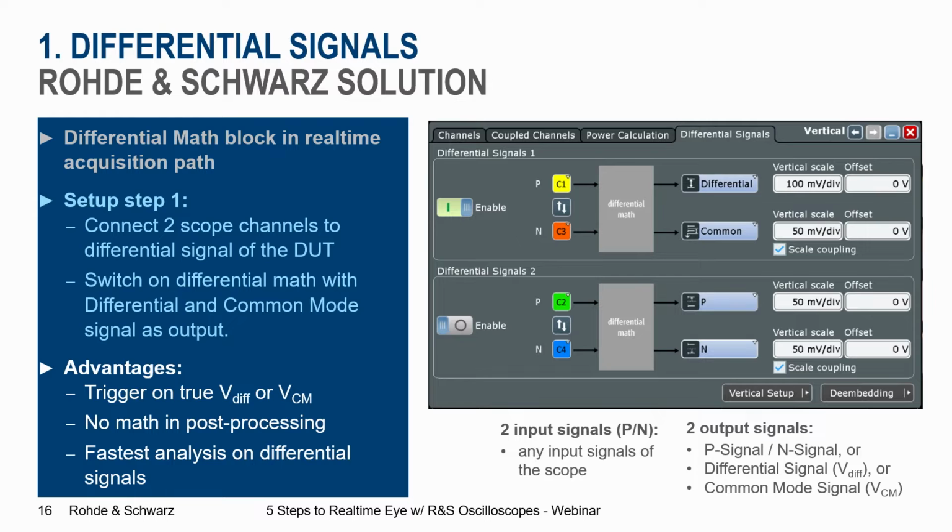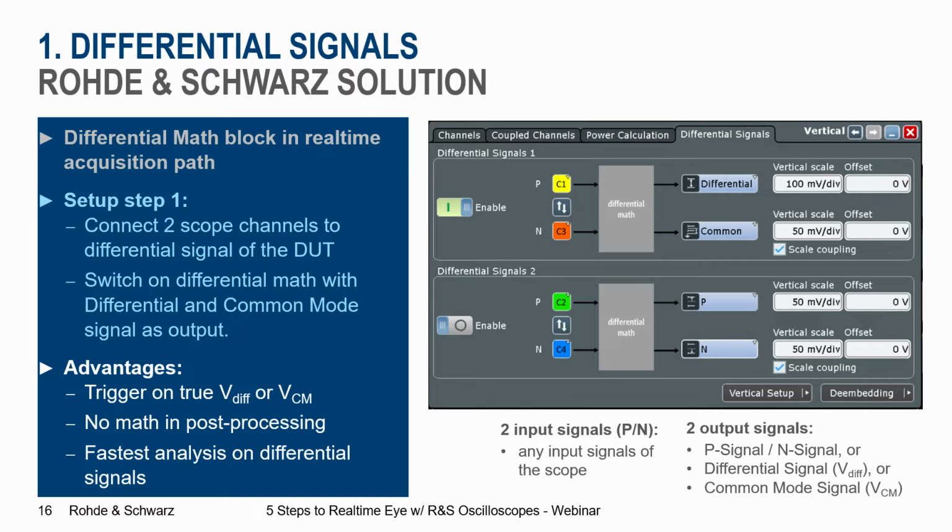So therefore, Rohde & Schwarz R&D came up with some smart idea. They were able to implement a differential math block in the real-time path. So we have directly after the AD converter, before the data are saved to the memory, we have a differential math block. And you can see this here on the slide. So there are, for 4 channels, 2 differential math blocks. If we look to the top block, we have 2 input channels, just freely selectable, channel 1, 2, 3, 4. And then, of course, I get also 2 outputs.